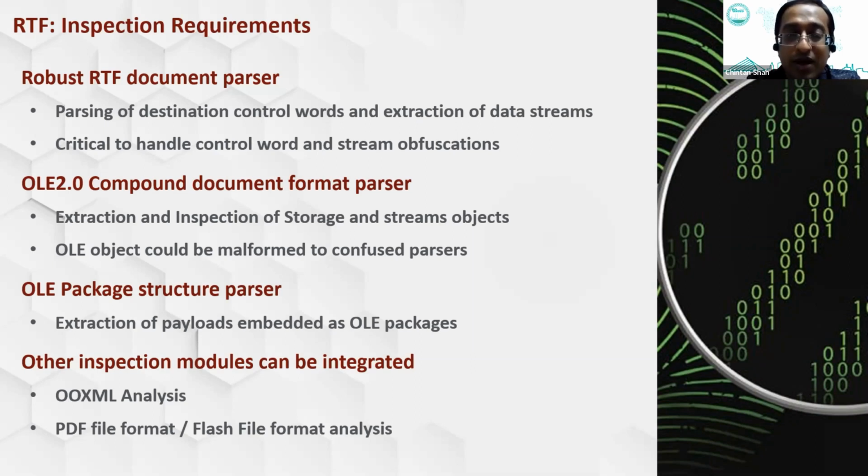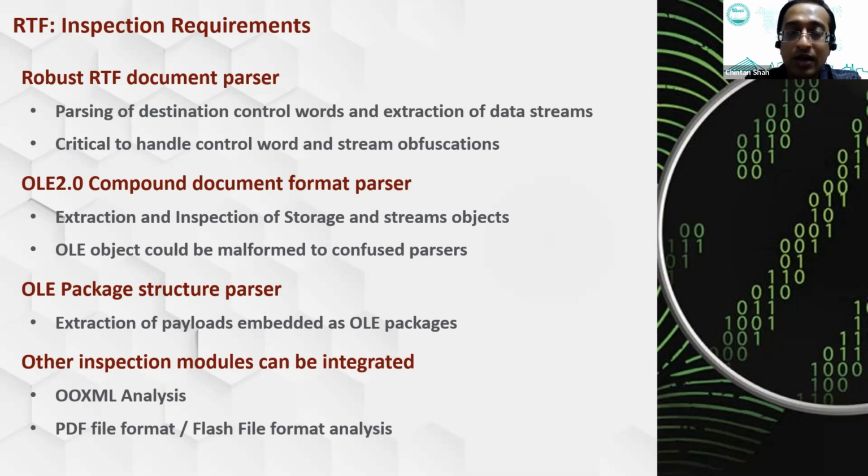So primarily three parsers we need. The other is an OLE package structure parser for extracting the embedded payload and sending it somewhere else for analysis, could be a sandbox, or any other AV detection solution. So we need three parsers. One is the RTF document parser. We need an OLE 2.0 compound document parser, and we need an OLE package structure parser. These three parsers allow us to extract the data from the RTF file and inspect relevant sections of the data. And other inspection modules can be integrated if needed.